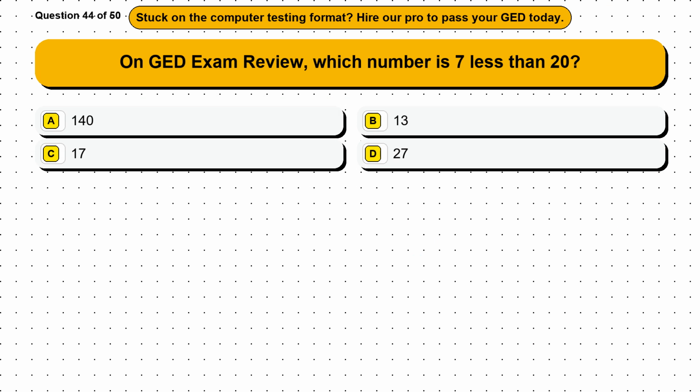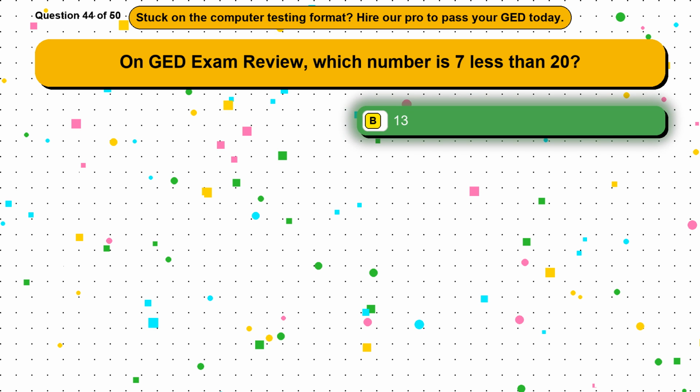Question 44. On GED exam review, which number is 7 less than 20? Option A. 140. Option B. 13. Option C. 17. Option D. 27. The correct answer is option B.